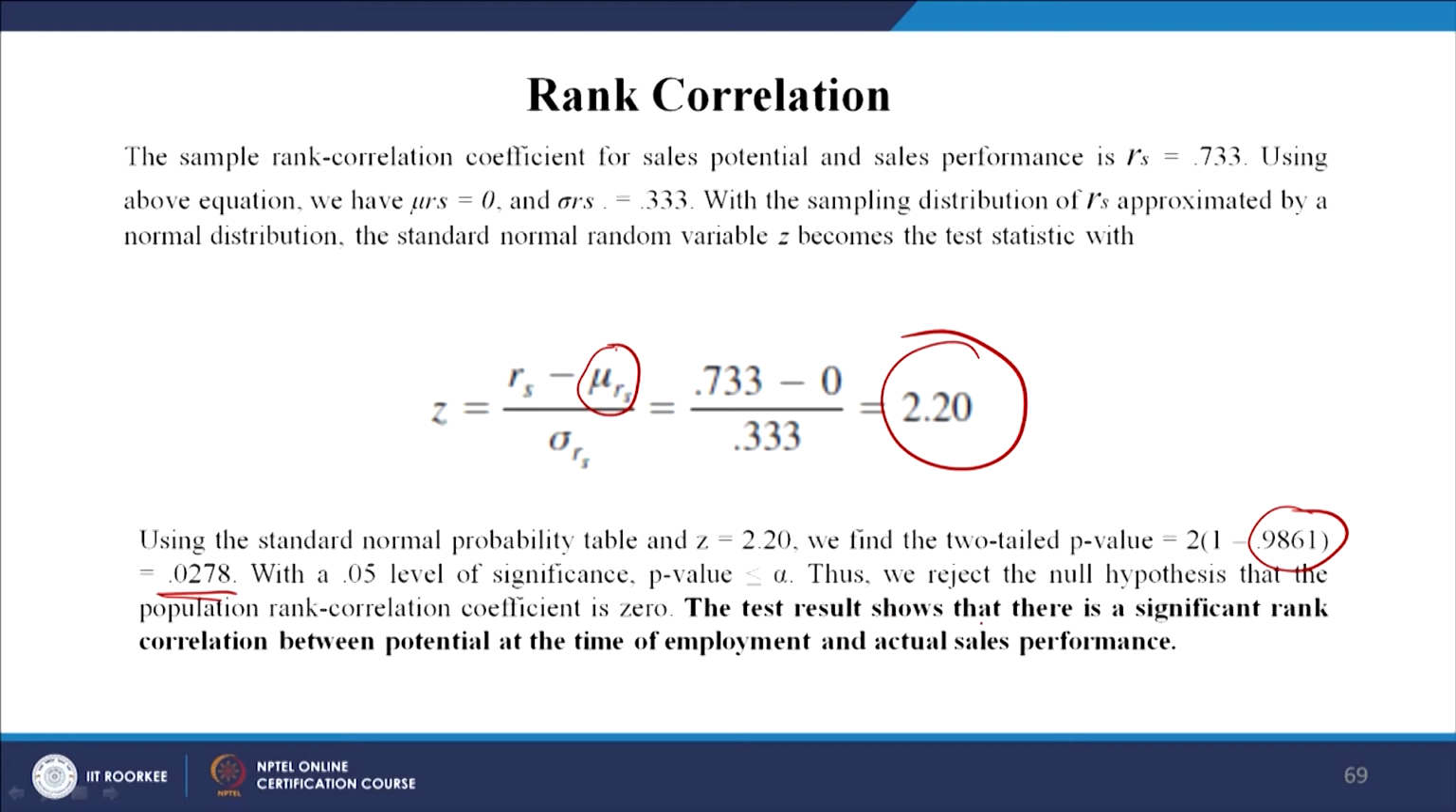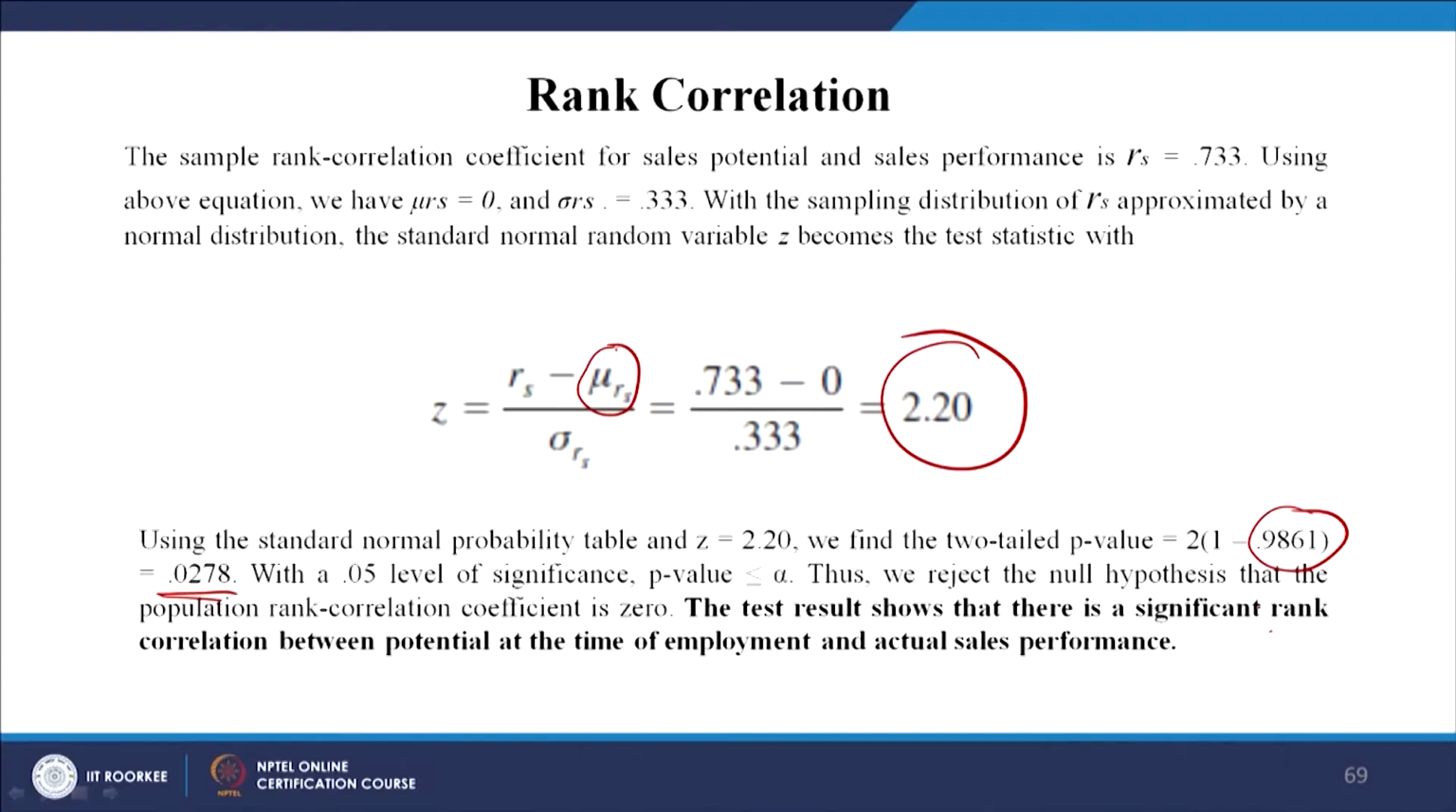The test results show that there is a significant rank correlation between potential at the time of employment and actual sales performance. Had it been 0, that would mean there is no relationship, that it is the same as what was assumed. But in this case, since there is a difference, we say there is a significant difference. So this is the Spearman's correlation coefficient, which we have understood, and we have seen how important it is.